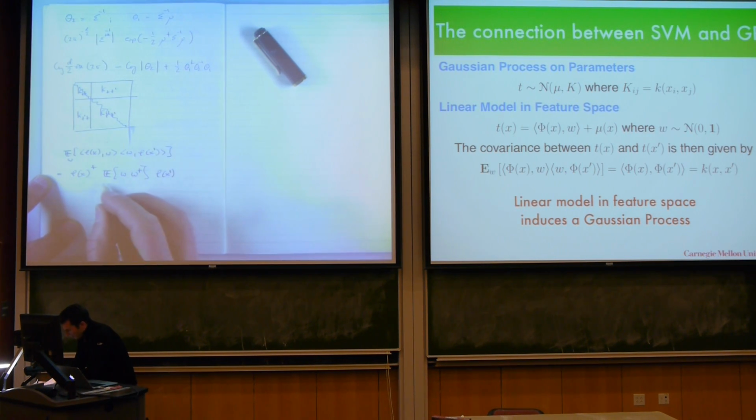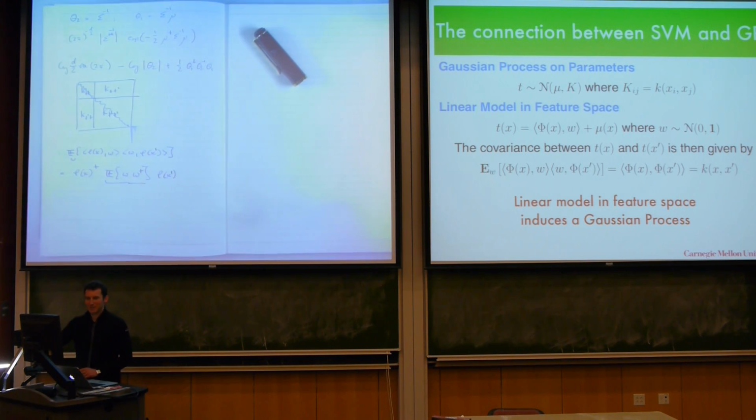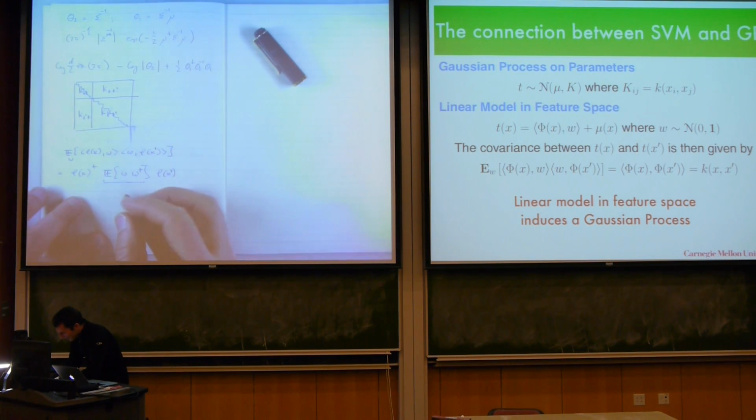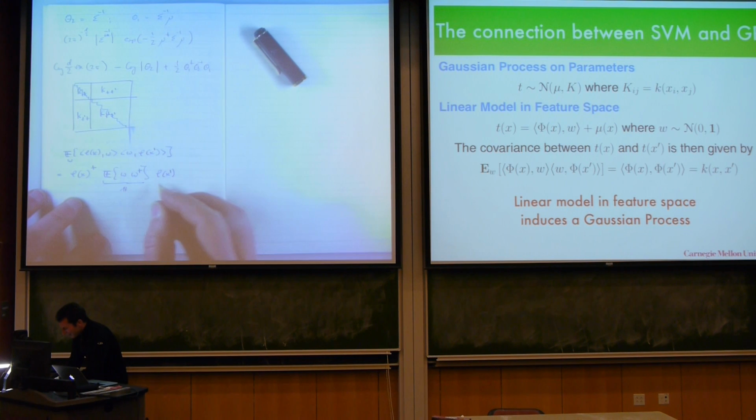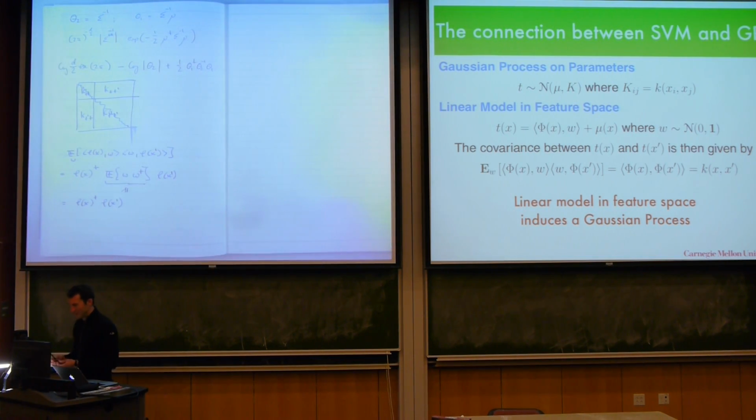Okay. Now we all know what that thing is, right? This is the identity matrix. Why? Because, well, we made it so. Because we said W has to be zero mean unit variance. So we have complete control over it. So this is the identity, and something multiplied by the identity is whatever we had before. So this is nothing else than phi of x transposed phi of x prime. Okay, and that's our kernel.